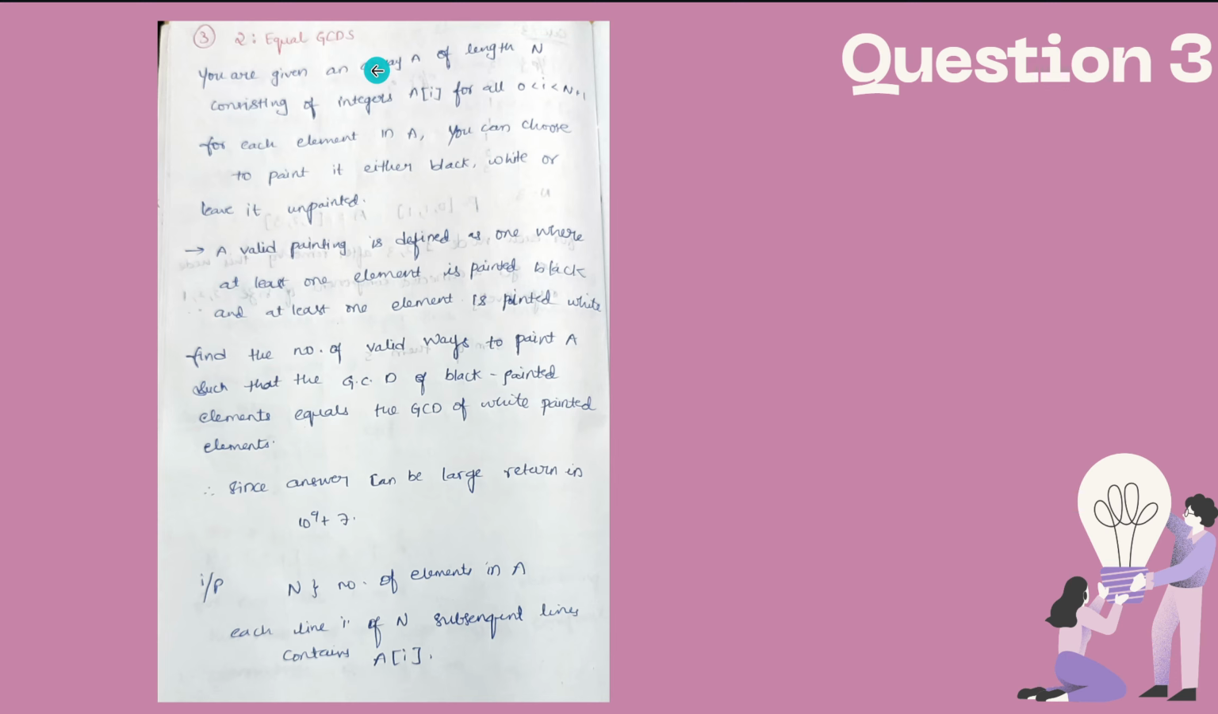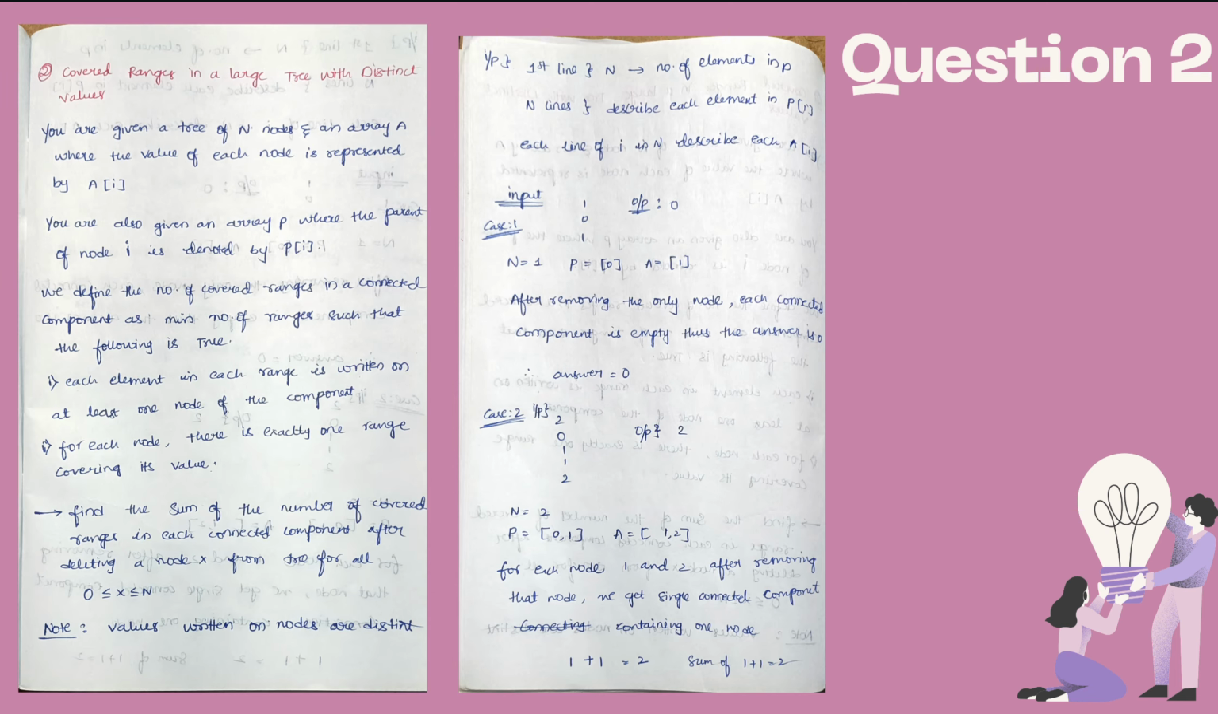This third question is equal GCDs, and I have explained covered ranges in the large tree with distinct values, which is question 2.